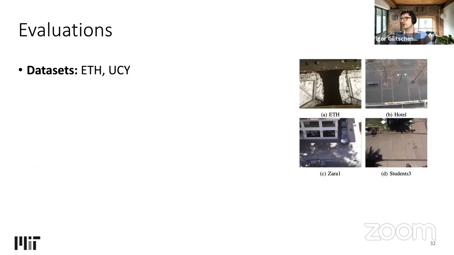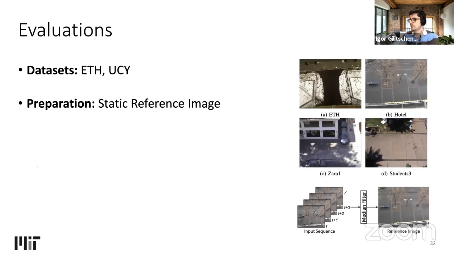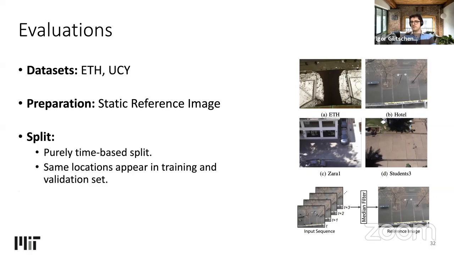We started this work a while ago, so the evaluation was still based on the classical data sets. I think these days we would use some more, like ETH and UCY. We generated some sort of static top-down reference images that we used for training the context map. And what is different to older approaches is we didn't use different locations for training and testing.